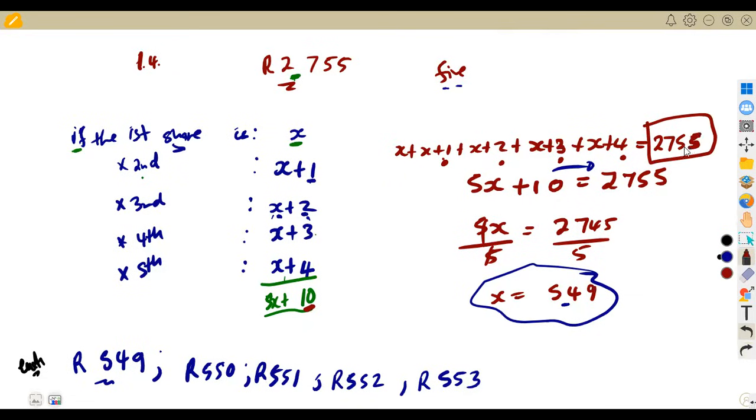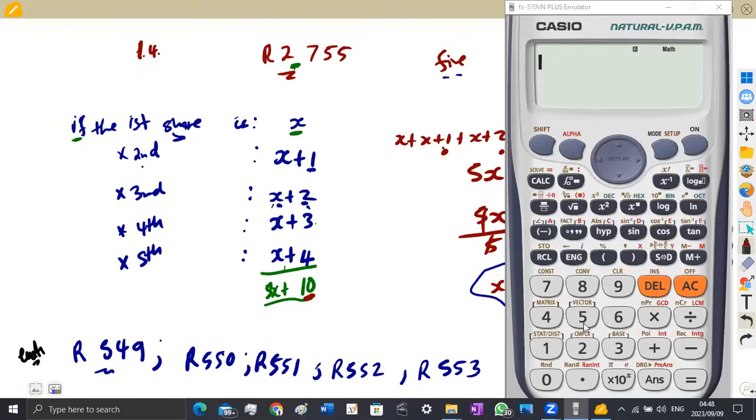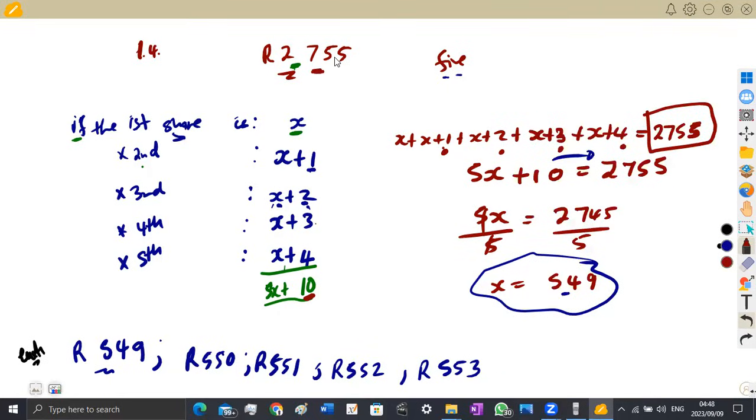2,500 and what? 555 in this case. All right. So if we are to have this on our calculator here, we want to check if these amounts are going to add up to this value. We add 549 plus 550 plus 551 plus 552 plus 553, like this. It gives us exactly the 2,755, which we're given there.